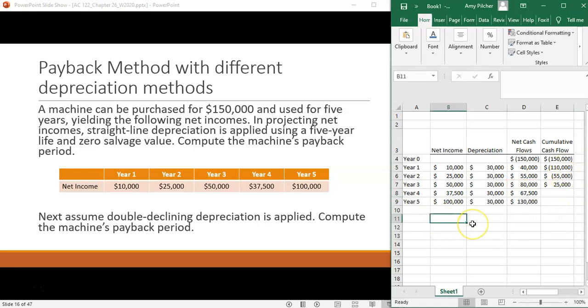So when we need to calculate a partial year, we take the remaining amount. So we have $55,000 left at the end of year 2, divided by the cash flows that happen in year 3. Okay. So it's 0.6875. So the payback period using straight line depreciation is 3.6875 years.